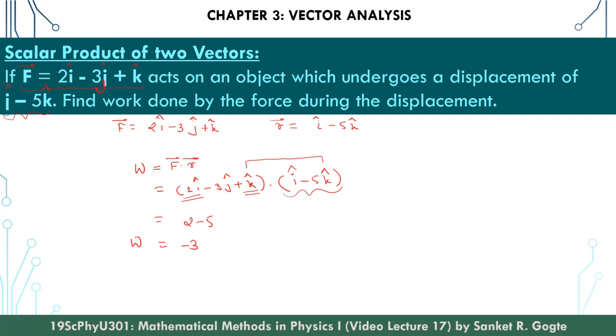Now since we don't know the units of the force and the displacement, I'll simply write unit here, because it is clear that since this is work done, it should have dimensions of energy. Now depending on what are the dimensions or what are the units of force and displacement, we have to decide on what unit that work done has.